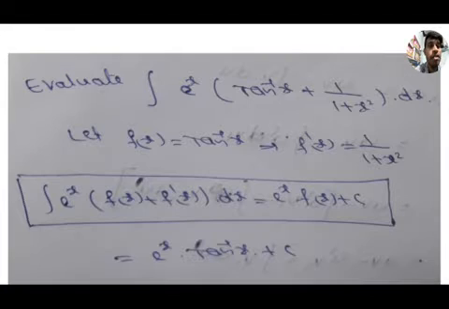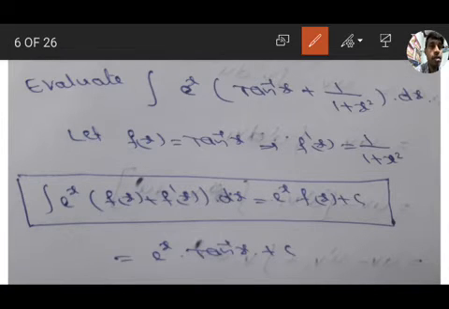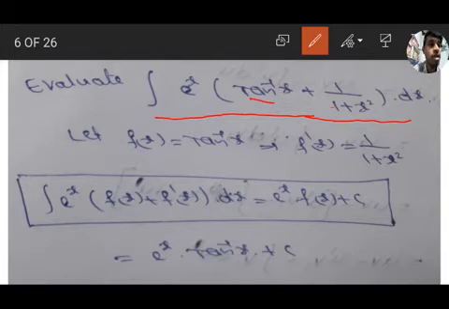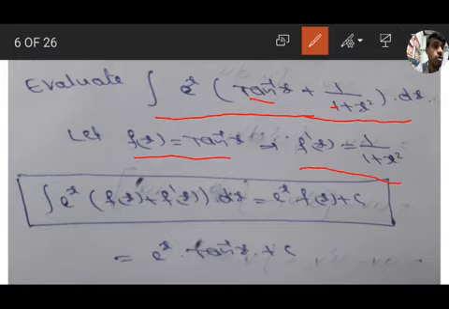Let us move to the next problem. Evaluate integration e to the power of x into tan inverse x plus 1 by 1 plus x square dx. Here also it is a function and its derivative. So let f of x equal to tan inverse x, its derivative f dash x equal to 1 by 1 plus x square.